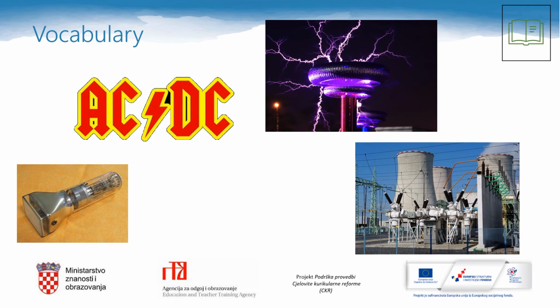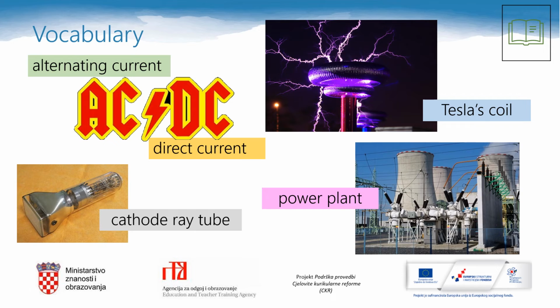Have you ever wondered what AC/DC stands for? Let's find out together. AC is alternating current and DC is direct current. Alternating current is izmjenična struja and direct current is istosmjerna struja.